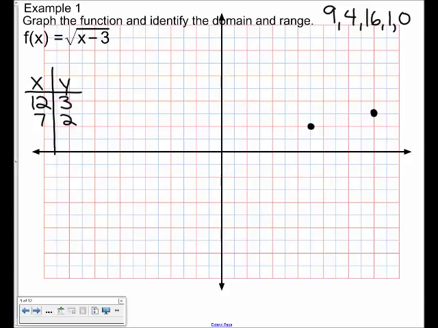I'm just going to go down your list. My next one says 16. So what am I going to plug in to get 16? 19. But can I get to 19 on my x-axis? No. If this is 12, then my highest number I could use is 14. So I can't use 19. We're going to skip 16 for this one. What about 1? What am I going to plug in to get 1? 4. So what is 4 minus 3? 1. The square root of that is 1. So I'm going to plot 4, 1.